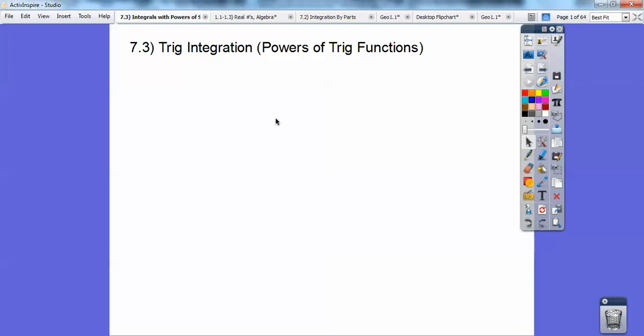This one is this calculus lesson. It's a BC lesson on trig integration and powers of trigs. Just more tricks on integrating, you guys.